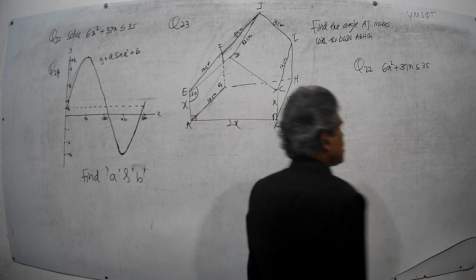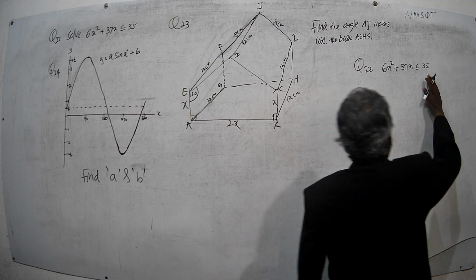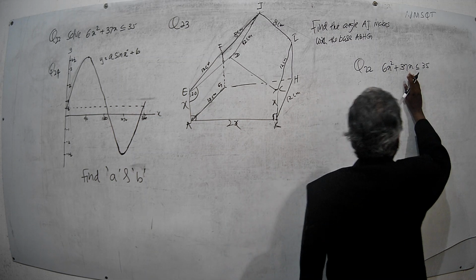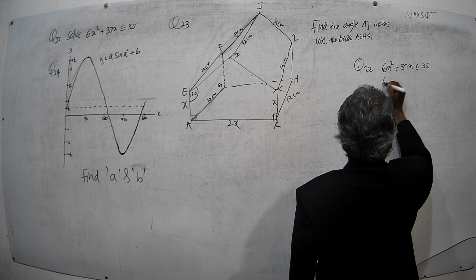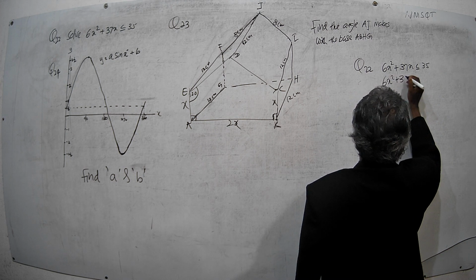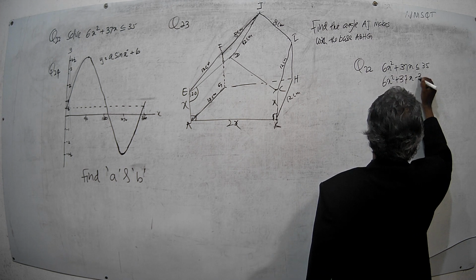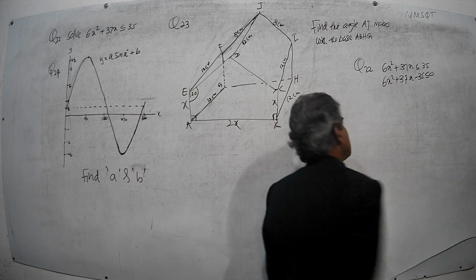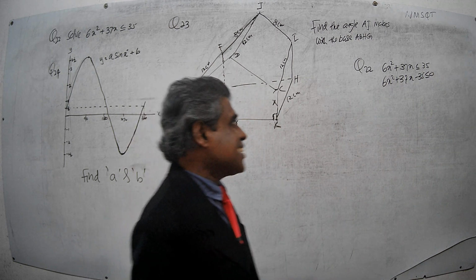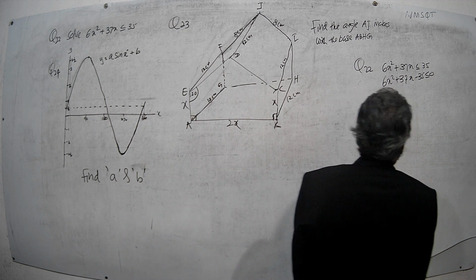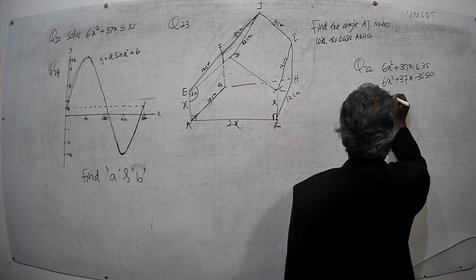First of all, let's take this 35 to this side. This positive 35 becomes negative 35 when it is taken to this side. Then 6x squared plus 37x minus 35 less than or equals 0. Right? That is the inequality. Now the right side is 0. Then we'll write this equation to solve that.